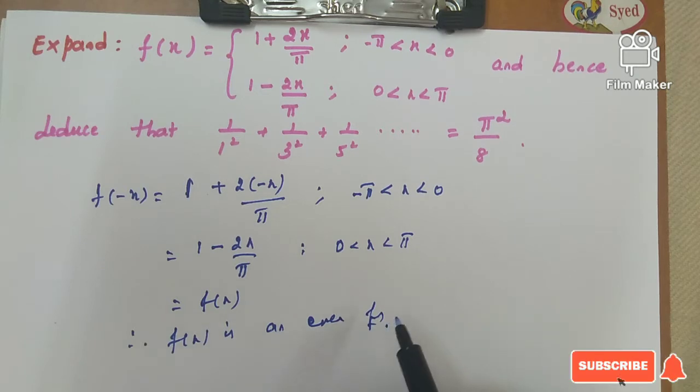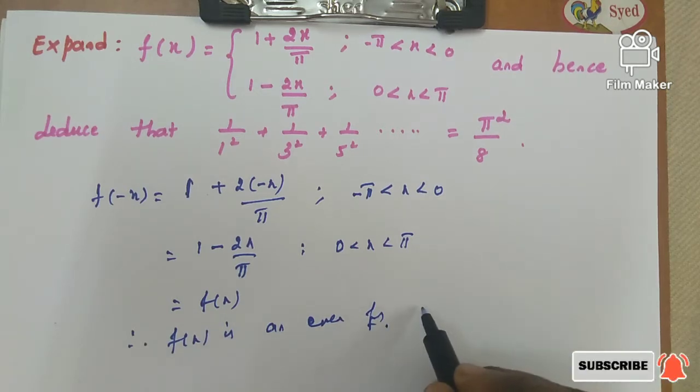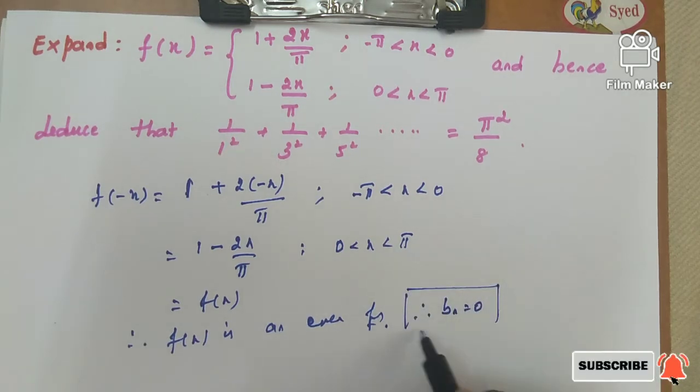Given f of x is an even function. Therefore, when f of x is even, bn equal to 0. So we need to find only a0 and an. Our Fourier series contains a0 and cosine terms only. There won't be any sine term. So now we need to find the value for a0.